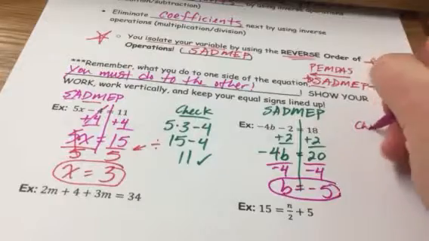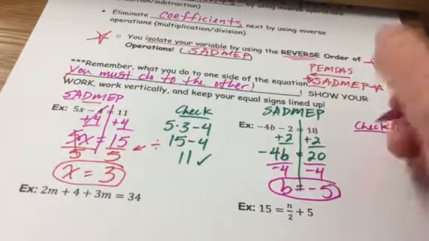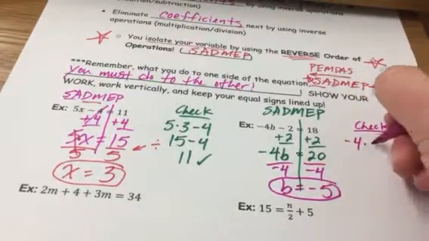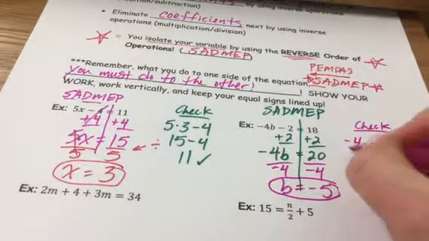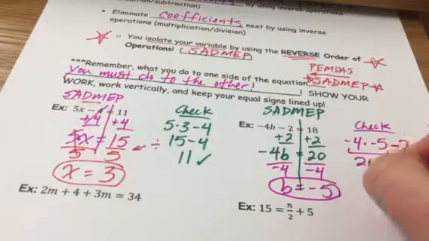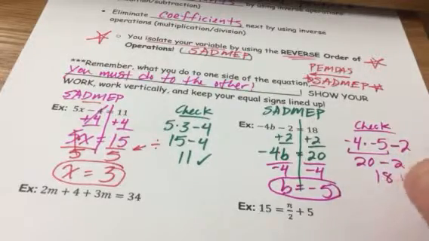Let's check our work. Plug it back in. Is it true that negative 4 times negative 5 minus 2, let's see what we end up getting. Well, this gives us positive 20. 20 minus 2 is 18, just like we needed it to be.